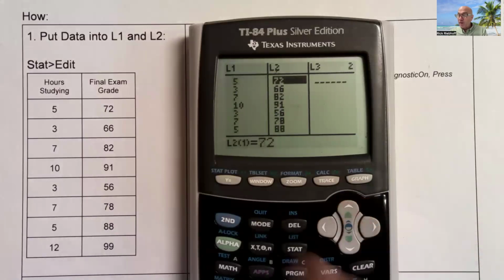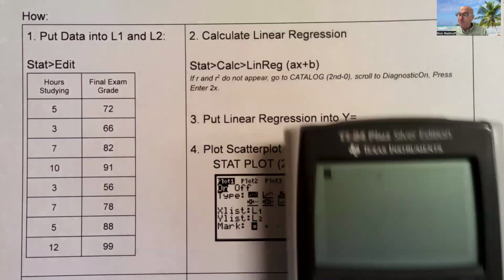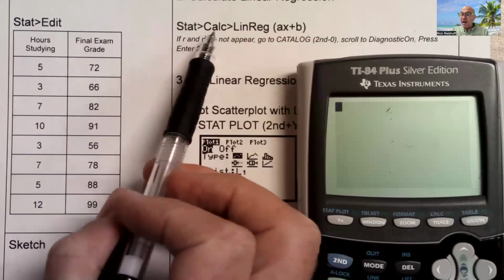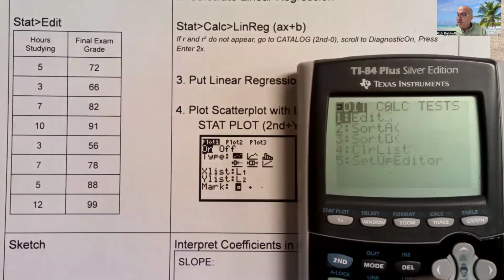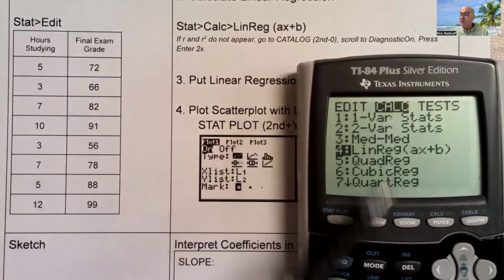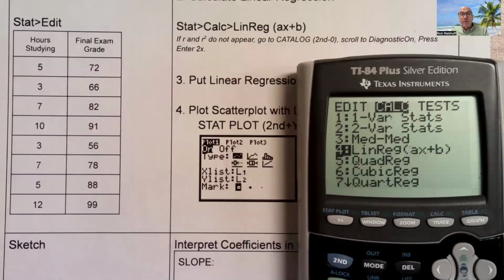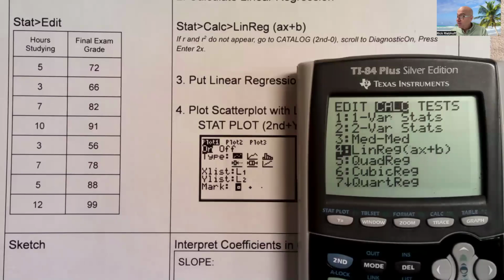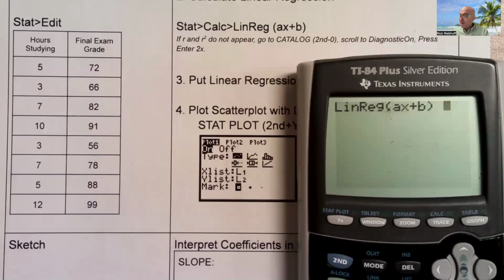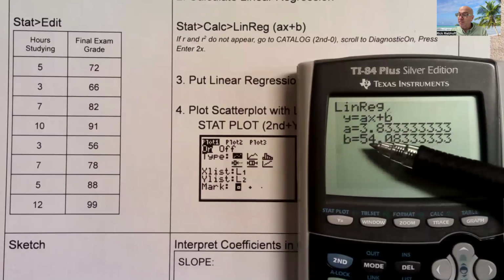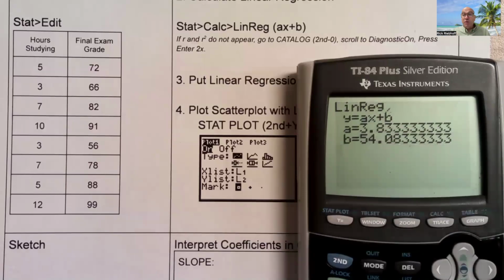We're going to quit out of there to get to our regular old screen. Next thing we're going to do is go to stat, calc, and then linreg. So stat, over to calc, and then down to linreg. There's another one down below. I like this one because it's in the mx plus b form. I know it says ax plus b, but the a is basically the m. I press enter, and then I press enter again. Right now, it's only giving me the a, which is the slope, and the b, which is the intercept, which is perfectly fine.